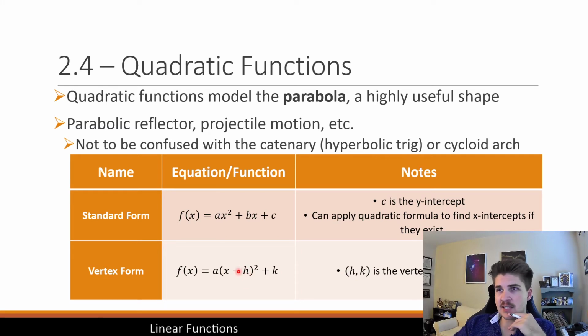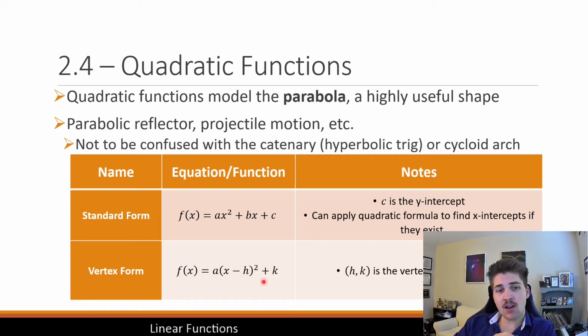But notice that it's written in a different form. Instead of ax squared plus bx, it's a times (x minus h) squared plus k. And k and c are never going to be the same. They can be the same, but it's not very common. And h and b are not the same either, typically.